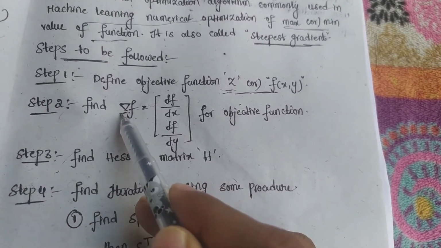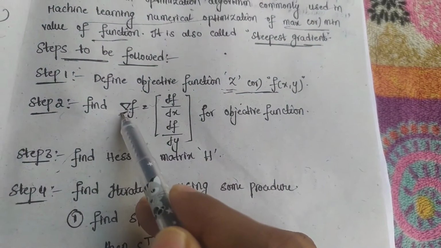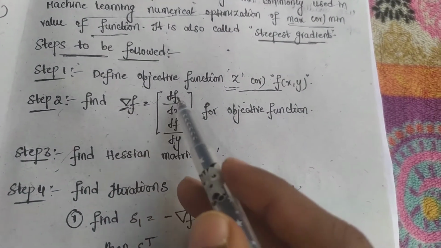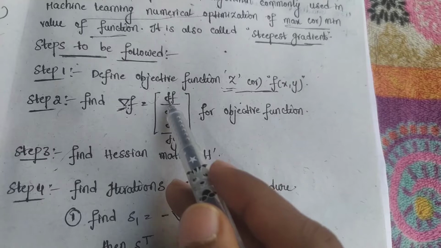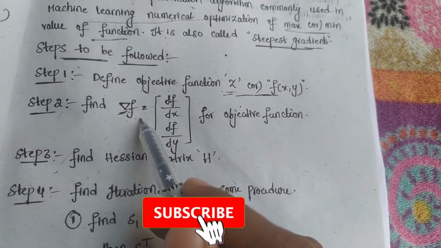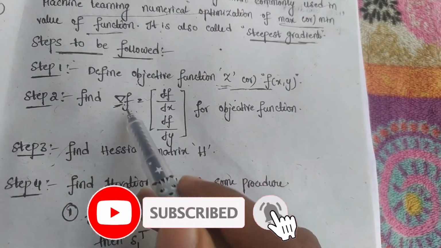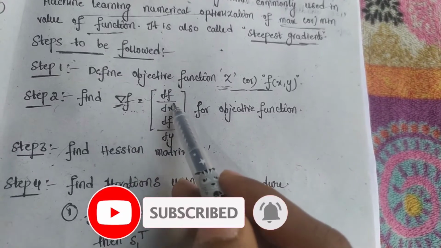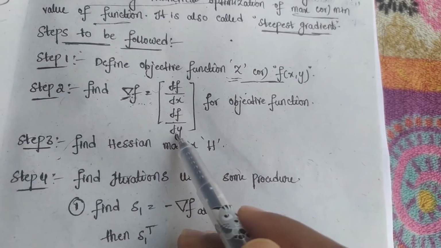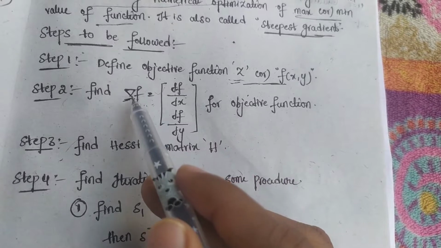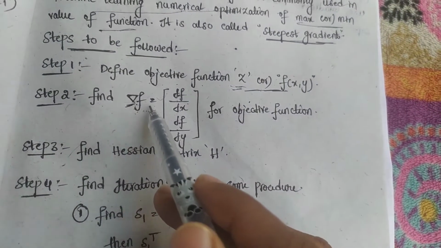In the second step we have to find grad f. This symbol indicates the gradient, or grad f, equals, using this formula, we find grad f for the objective function, that is, grad f equals dou f by dou x and dou f by dou y. By this we find the grad f value.